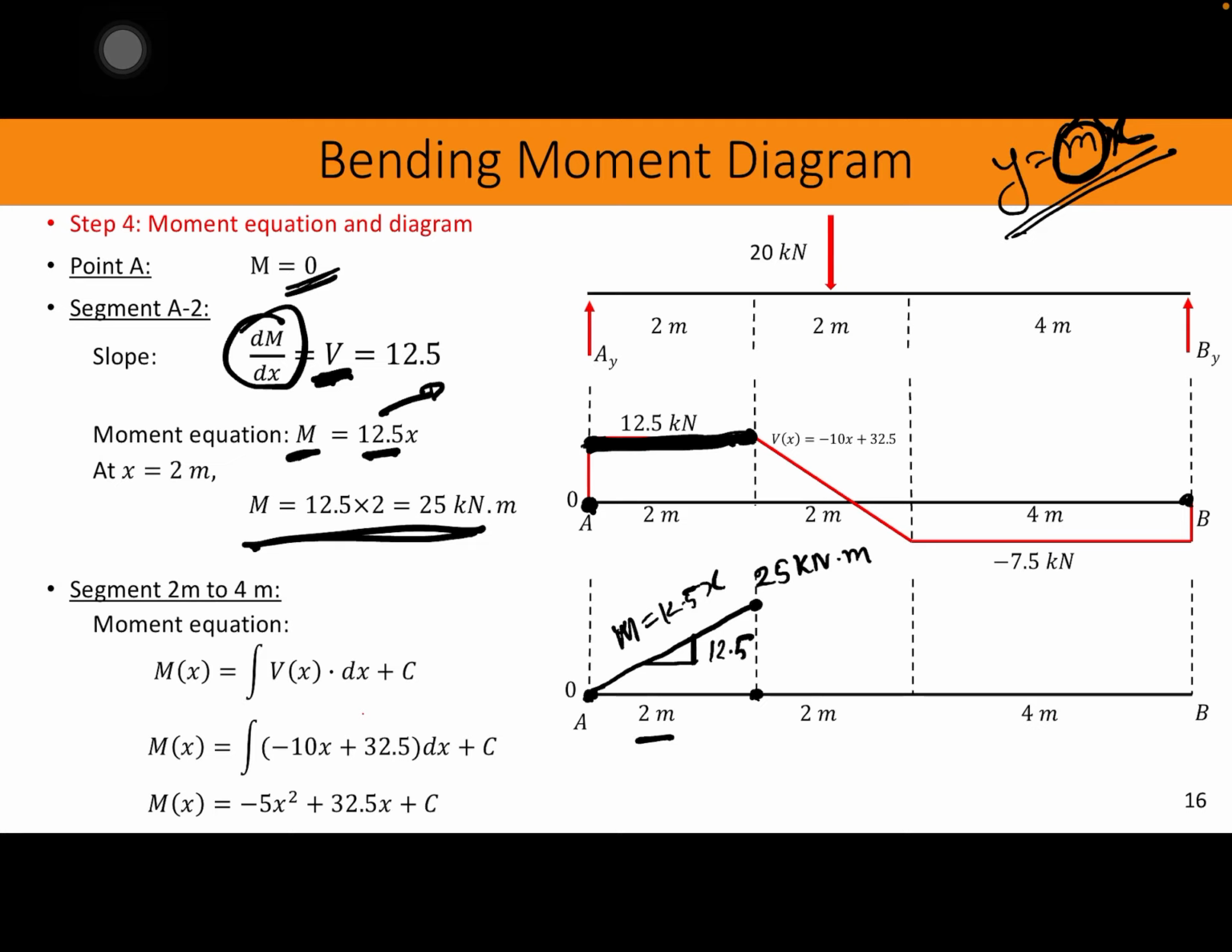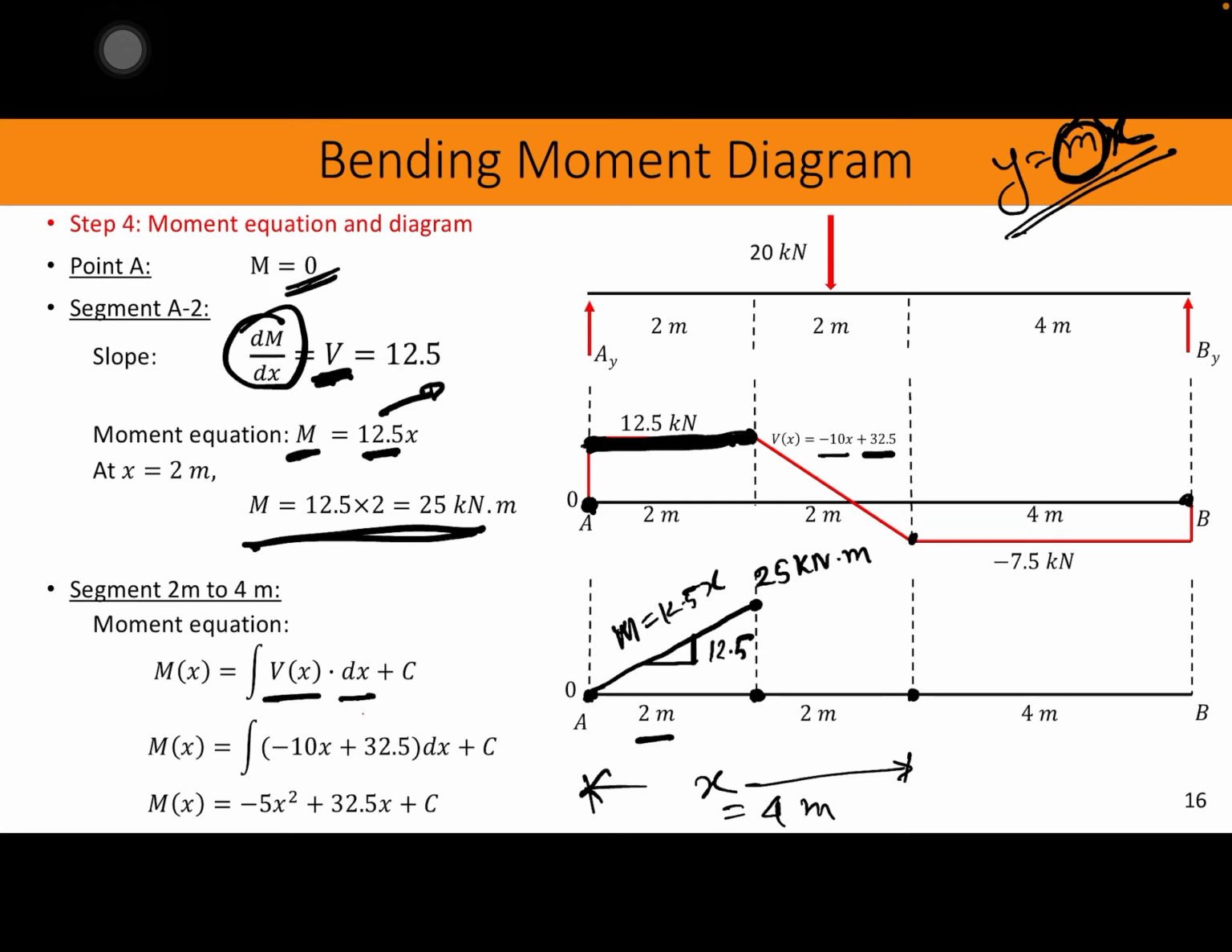Okay, so we got here when x equals 2 meter, then we have maximum moment at this point. So now we know at x equals 2 meter, what about x equals 4 meter? How much would be the moment? Well, in this case, we know the shear equation, which is negative 10x plus 32.5, from the previous slide. Then we have to take the integration of this equation, right?